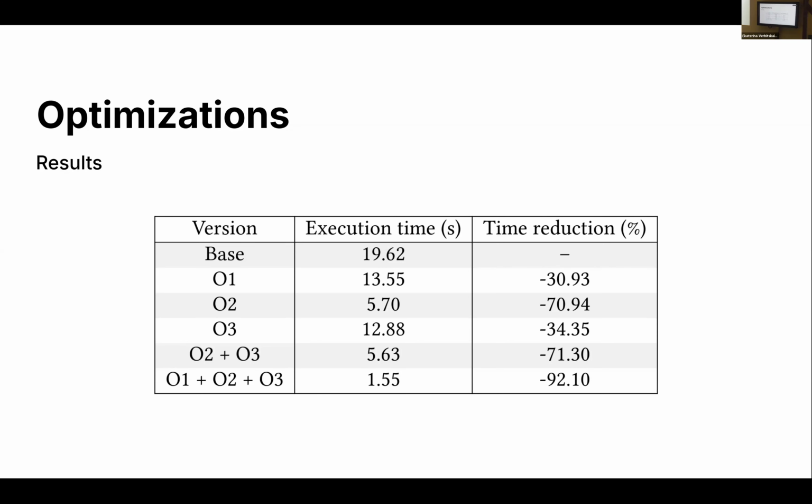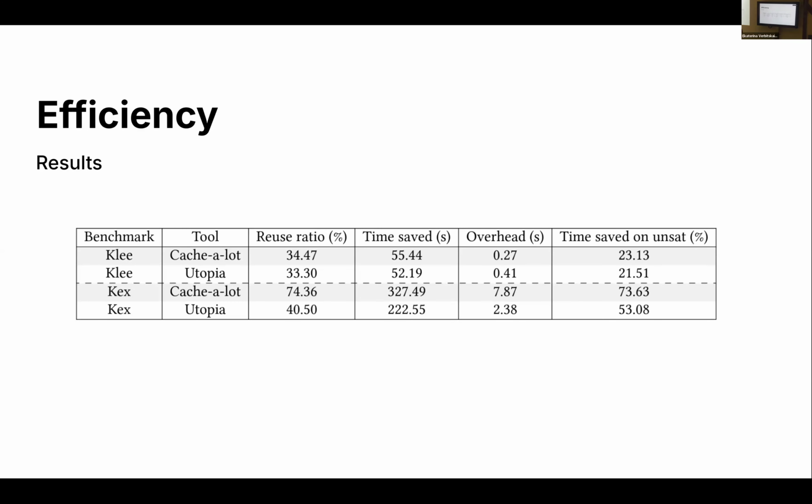And let's look at the full results, which represent the efficiency of the approach. Here we can see that the time saved by using Cachalot and Utopia is much greater than the overhead, the time that we spend to perform lookup in the cache. And despite the fact that overhead is increased compared to Utopia, we get quite a greater time saved.